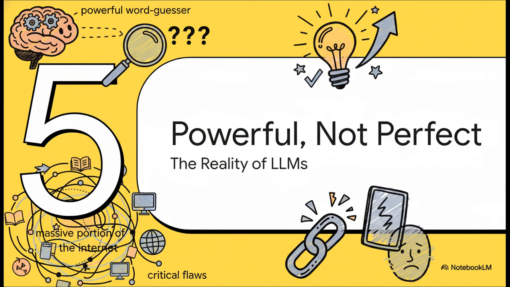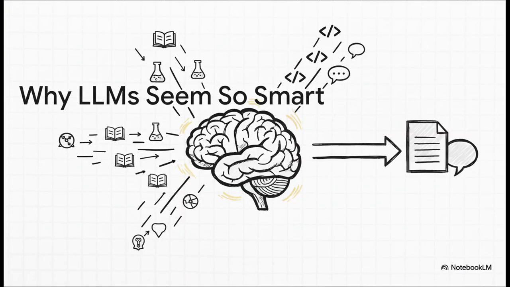So let's put it all together. What we have is this super powerful word guesser built on this transformer idea, and it's been trained on a truly staggering amount of text from the internet. And that fact that it learned from the internet explains both why it's so amazing and also why it has some pretty serious flaws. So why do these things seem so smart? It's because they are the ultimate pattern matchers. They have seen billions, literally billions of examples of everything humans have ever written down. Poems, computer code, casual conversations, homework assignments, you name it.